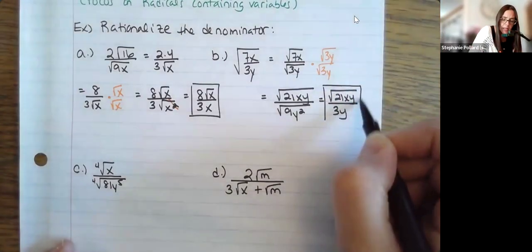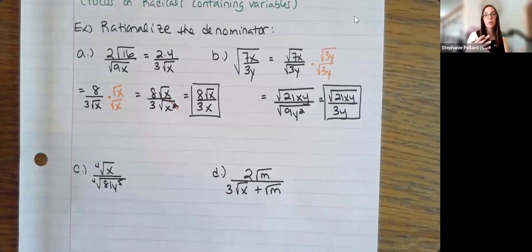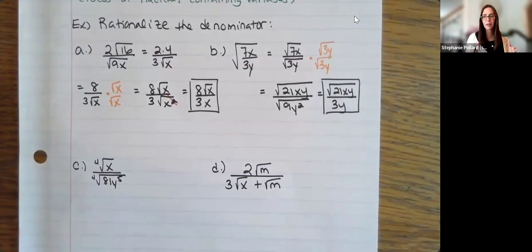So our goal with rationalizing the denominator is to not have any roots in the denominator. That's it. Our goal is to get rid of the roots in the denominator when we rationalize them. And it's just a preferred form to write our final answers in. It's sort of like simplifying your fractions.